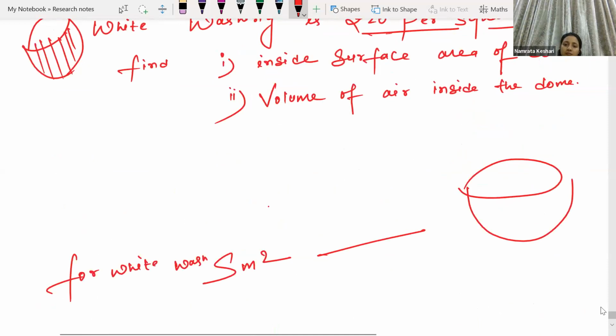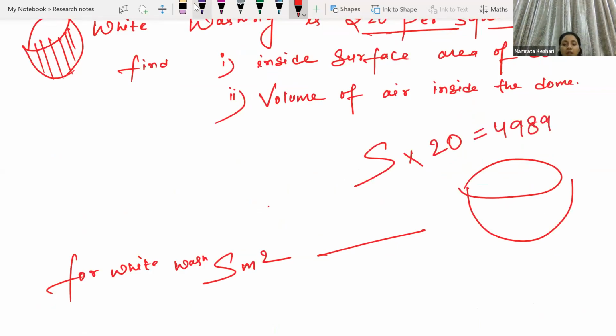We are whitewashing at the price of rupees 20 per meter square, and the total cost became 4989.60, right? And from here we'll be getting the surface area. Everyone, are you getting it?